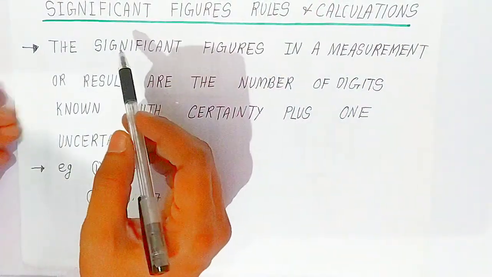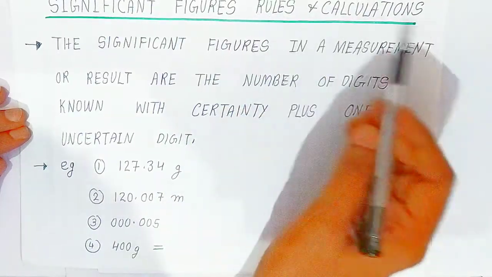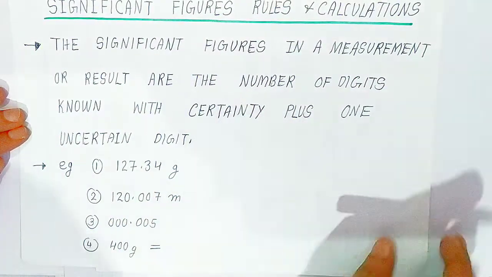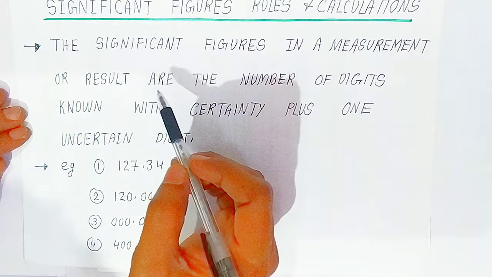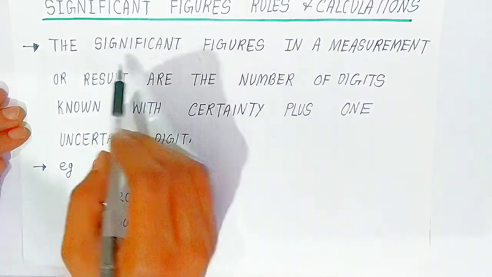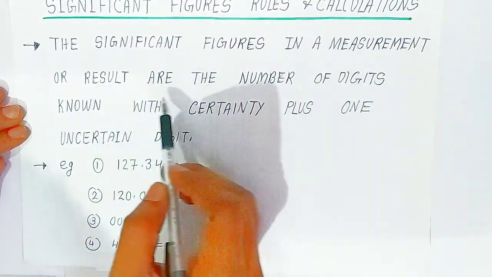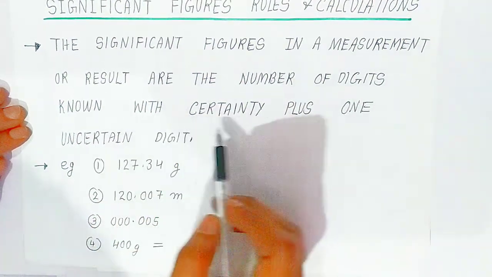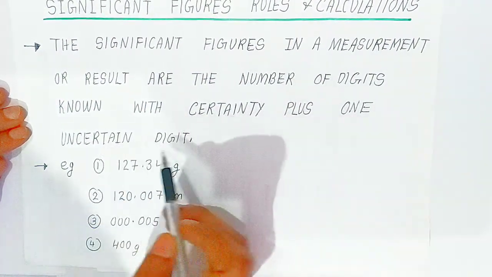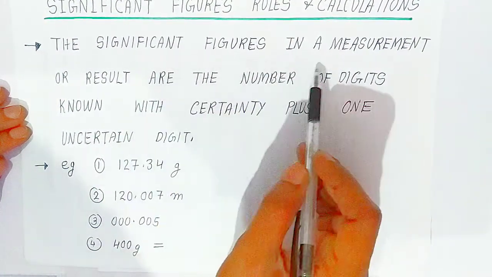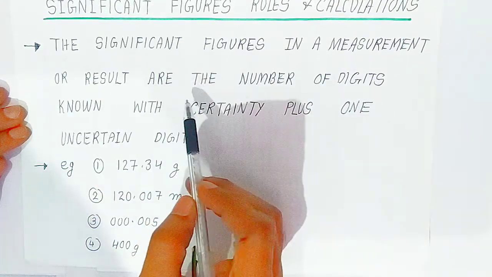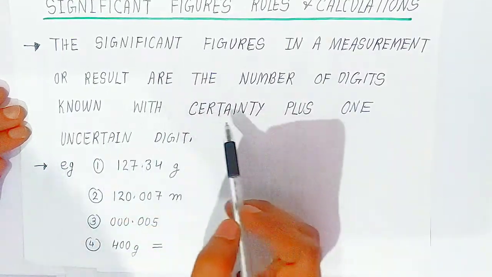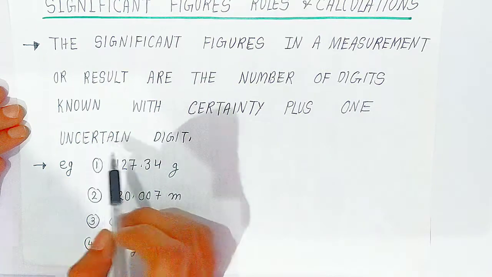Now after that students, we are going to see significant figures, rules and calculations. What is a significant figure? The significant figures in a measurement or result are the number of digits known with certainty plus one uncertain digit.